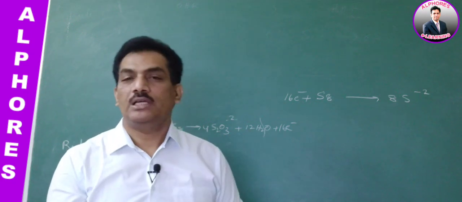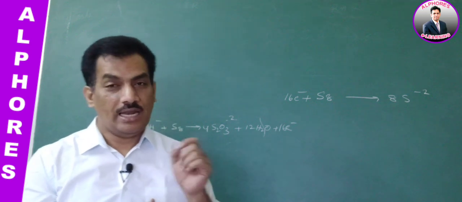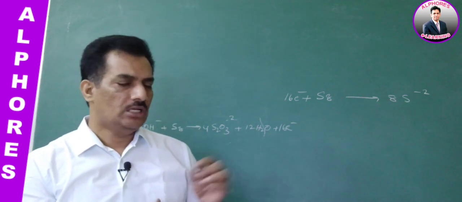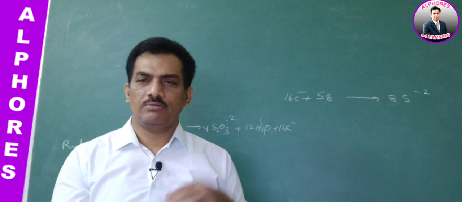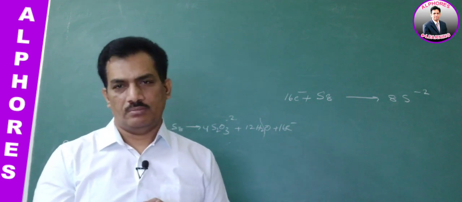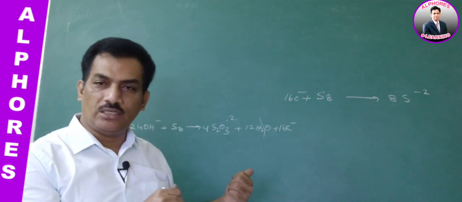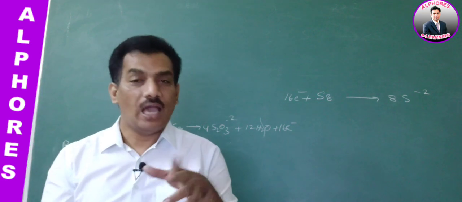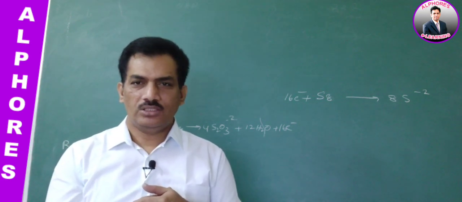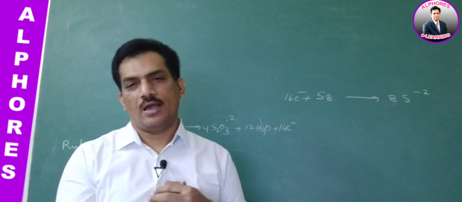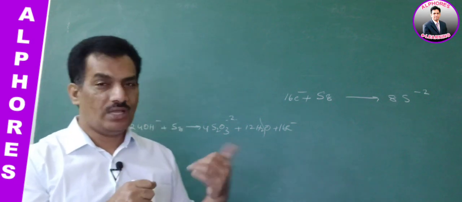That's why the method is the ion electron method. Again, I am repeating why it is the ion electron method: when we are balancing the equation, first of all we write the ionic form, and in the ultimate step of balancing the charge we use electrons. Is it not? So that's why it is known as the ion electron method.